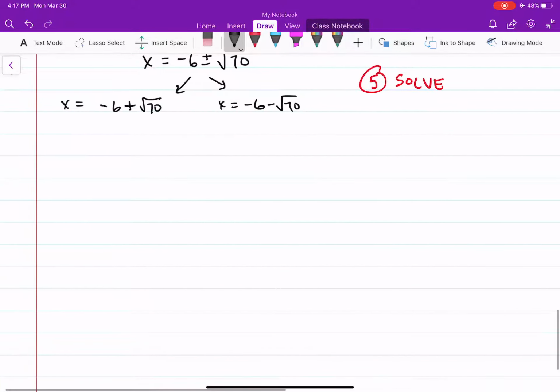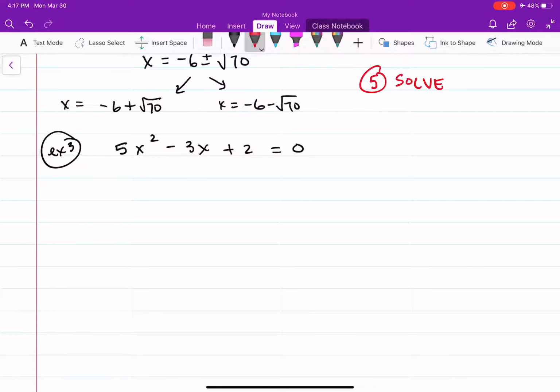Example 3. Let's go with 5x squared minus 3x plus 2 is equal to 0. All right. Step 1. Get a equal 1. Okay, so I divide by 5, divide by 5, divide by 5, divide by 5. So I get x squared minus 3/5 x plus 2/5 equals 0.